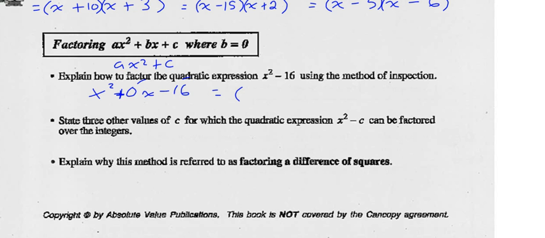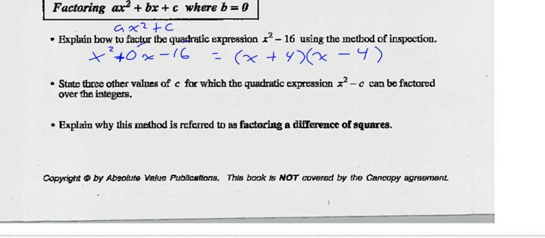So you make your two sets of brackets, put an x in the front of each bracket, and what two numbers multiply to 16 and add to 0? Well, they have to be the same number. So 4 times 4 is 16. One has to be positive, one has to be negative. Plus 4 and minus 4 add to 0, and plus 4 times negative 4 multiplies to negative 16.